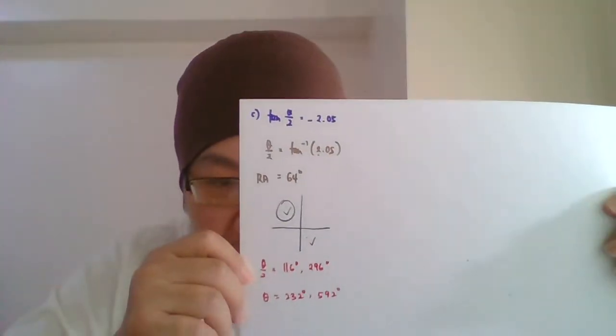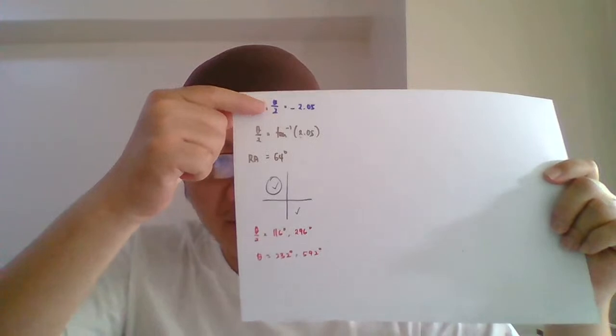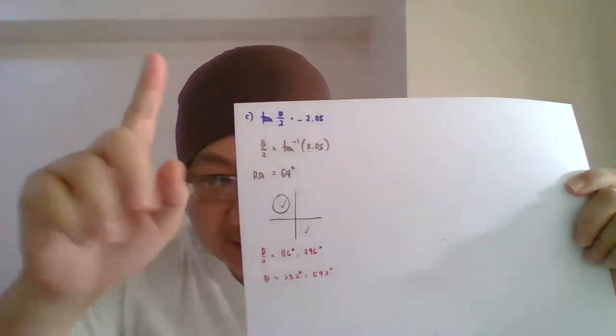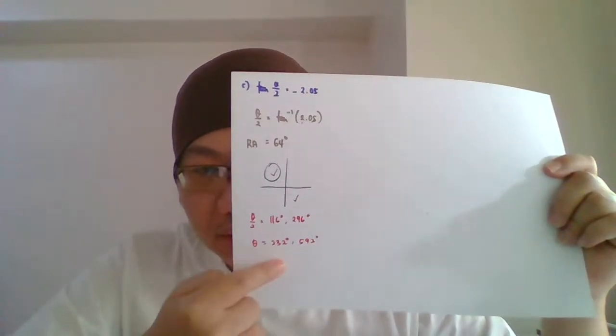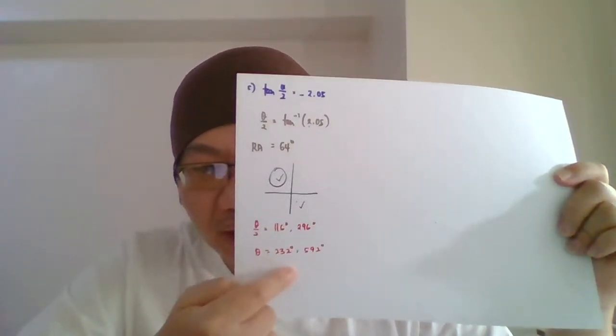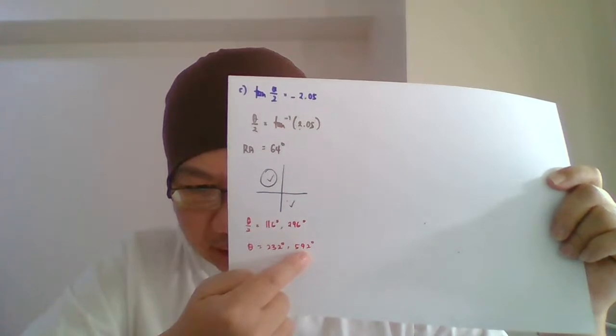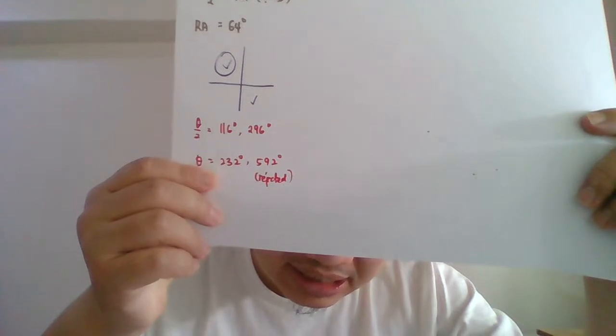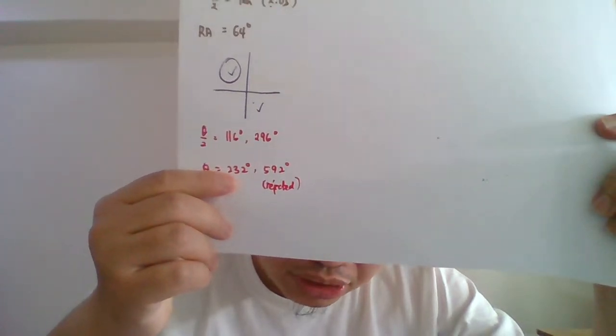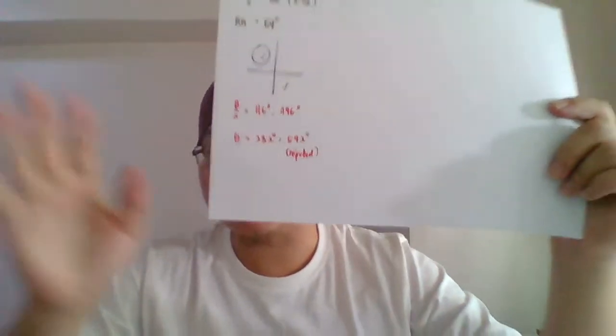Okay. This is the answer after we solve the problem. Now, I told you, if we got theta over 2, only one answer, right? Because one theta, one answer. So between these two answers, this one we need to reject. So the final answer, korang just tulis kat bawah tu, rejected. Just tulis rejected dekat 592. So the answer theta actually equals to 232 degree. Settle. Alright, that is your question C.